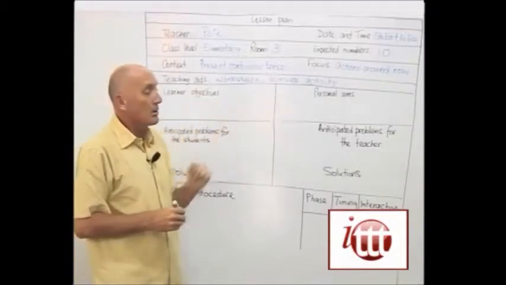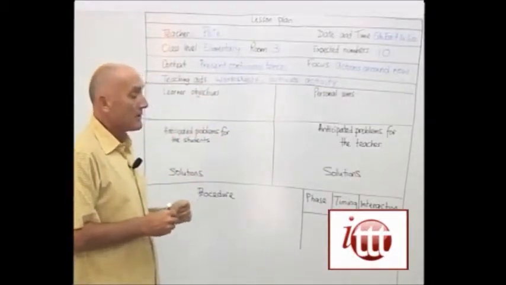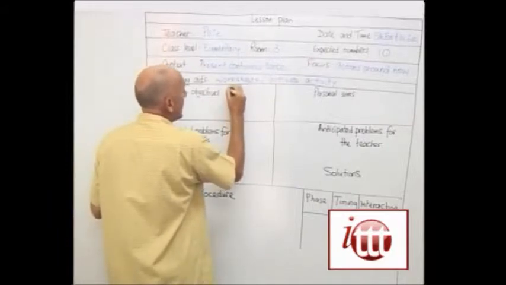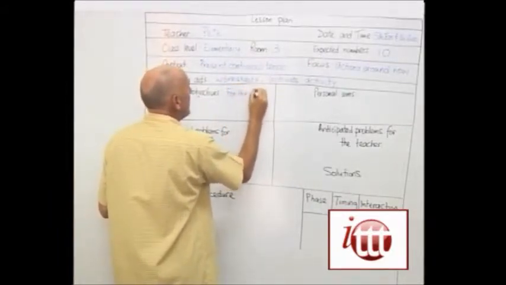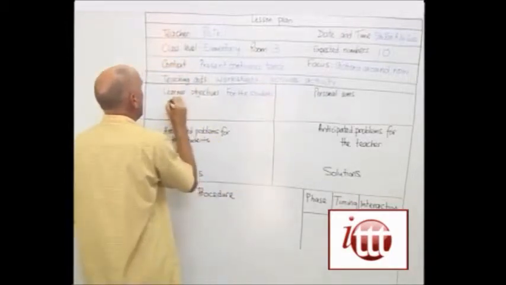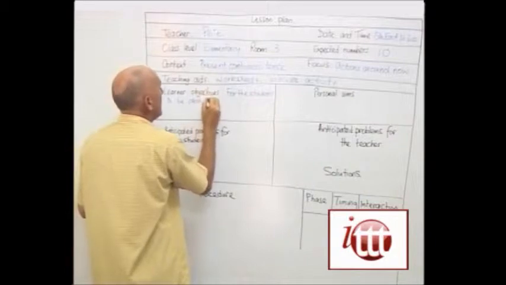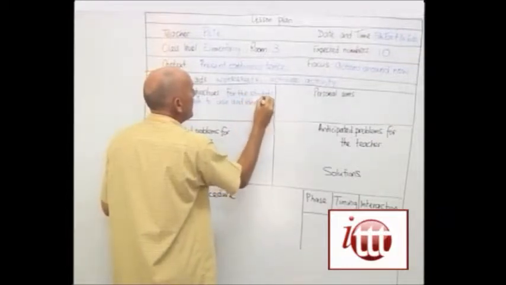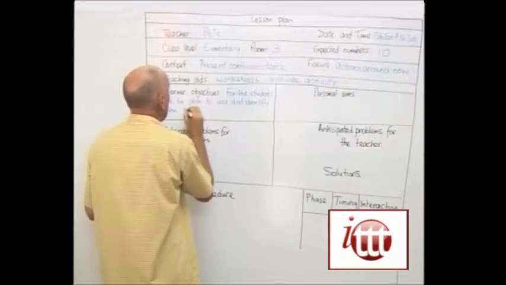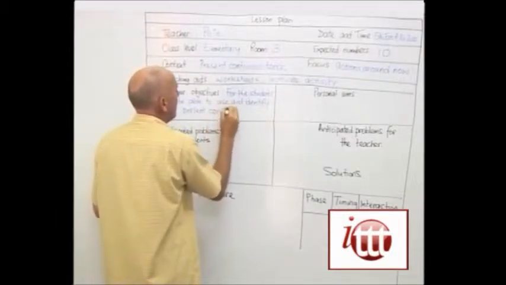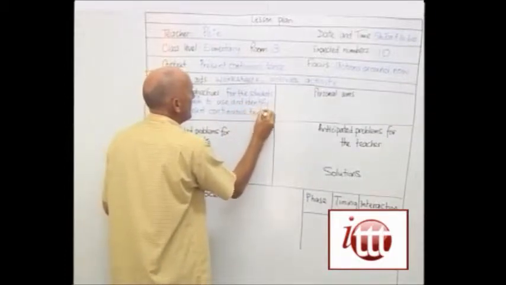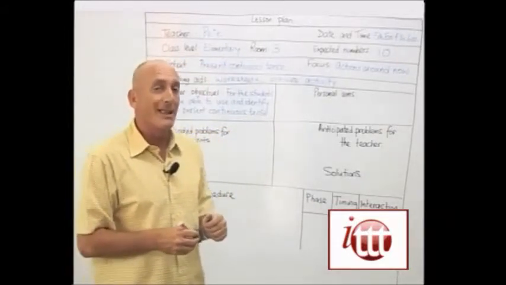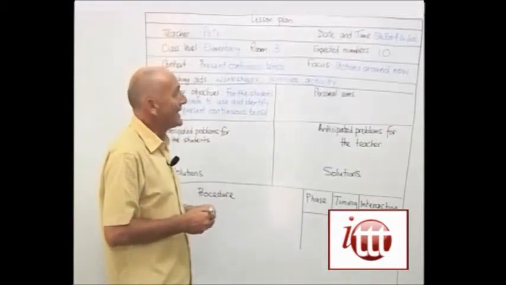Then we've got our learner objectives and personal aims. If you remember, the learner objectives are what we are hoping the students are going to be able to do after the lesson has been taught. So we're hoping that by the end of this lesson, the students are going to be able to both recognise and to be able to use the present continuous tense.